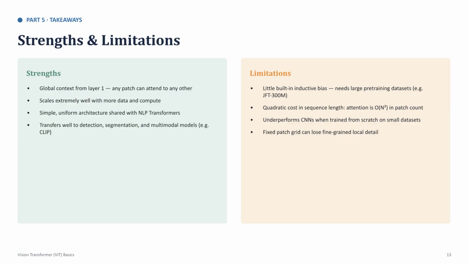On the limitation side, because it has so little built-in inductive bias, it needs large pre-training datasets. The original paper used JFT300M to reach its potential. Attention cost also grows quadratically with the number of patches, and if you train ViT from scratch on a small dataset, a CNN will typically beat it. It can also lose some fine-grained local detail because of the fixed patch grid.